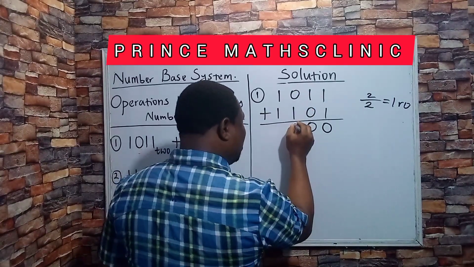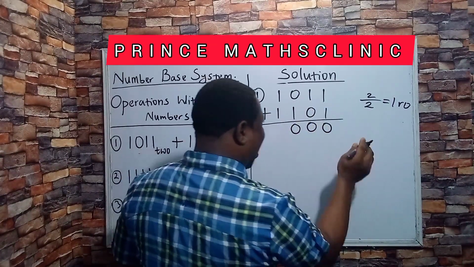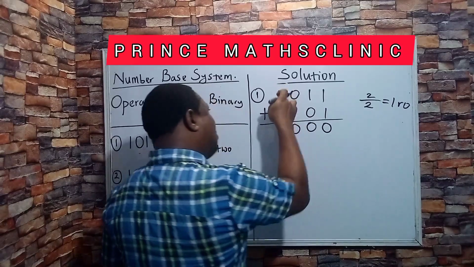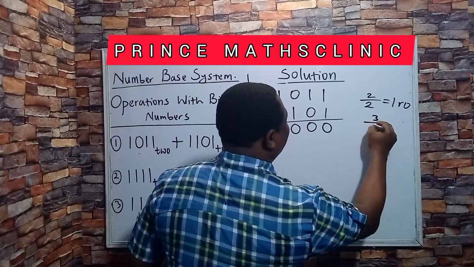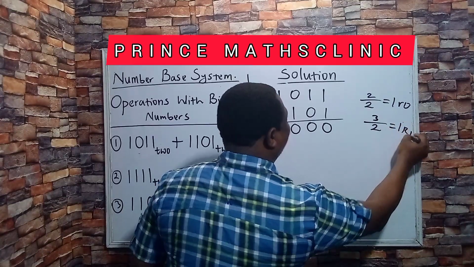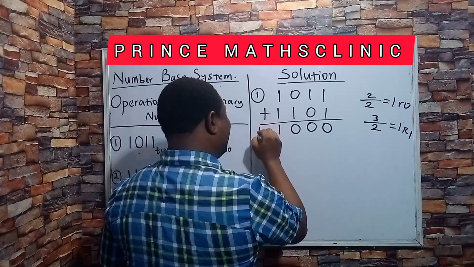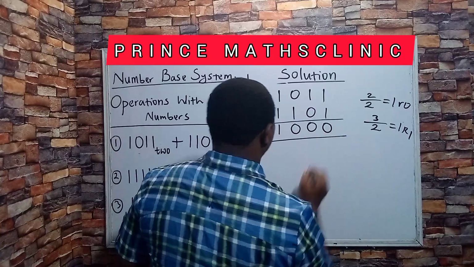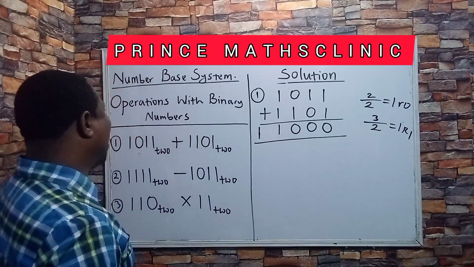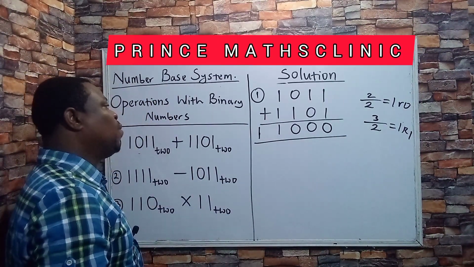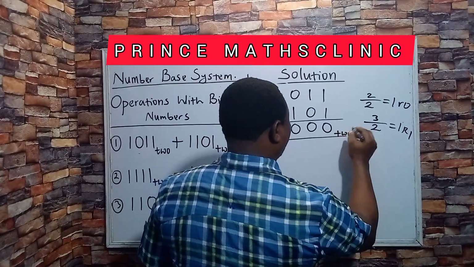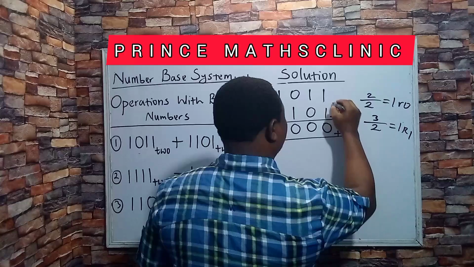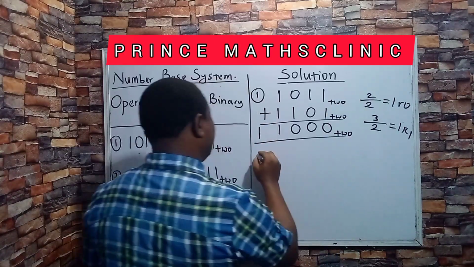The same thing will occur here. You write a 0, you carry 1. Then if you add 1 plus 1, you get 2, plus that 1, you get 3. If you divide it by 2, you have 1 remainder 1. So write the remainder and carry 1. Therefore, this is the result of 1011 plus 1101, all in base 2. So don't forget, put the base, put the base, put the base.